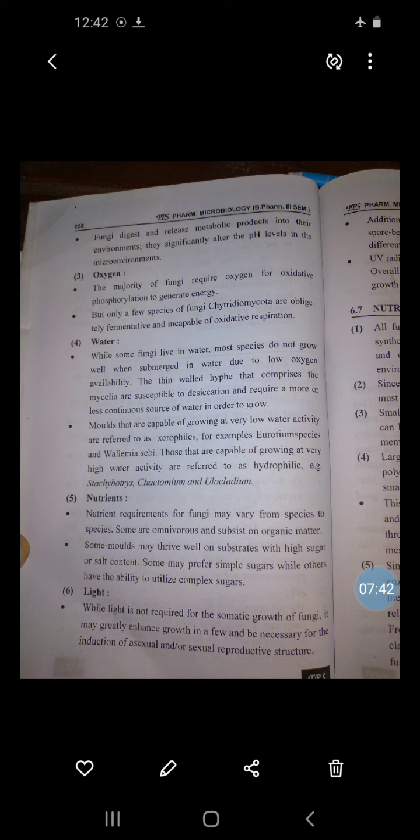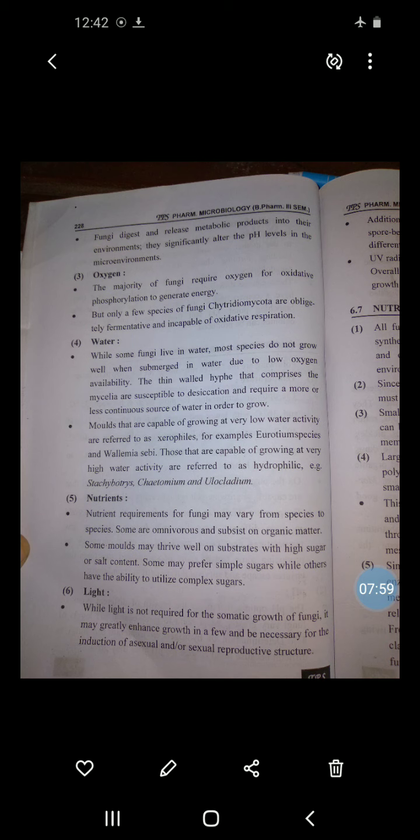But only a few species of fungi, Chytridiomycota, are obligately fermentative and incapable of oxidative respiration.